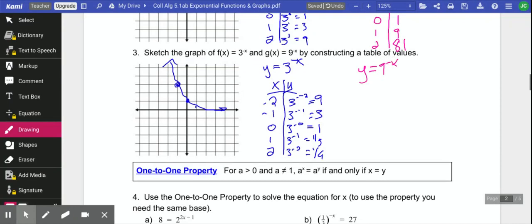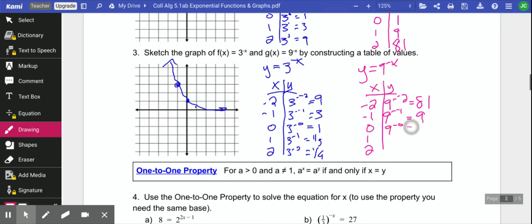The same thing is going to happen with 9 to the -x. If we plug in those same points, 9 to the -2 will be 81. 9 to the -1 is just 9 to the first. 9 to the -0 is 1. 9 to the -1 is 1/9. And 9 to the -2 is 1 over 81. So this also will look really similar, just reflected. So I'm sorry, I can't draw anything straighter than that.